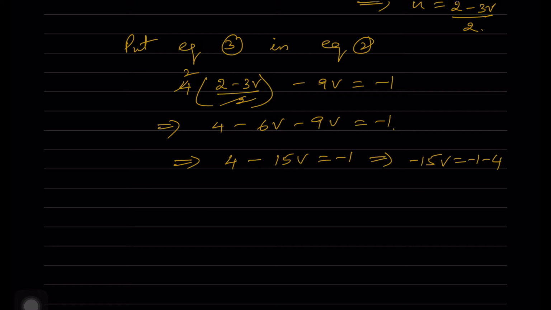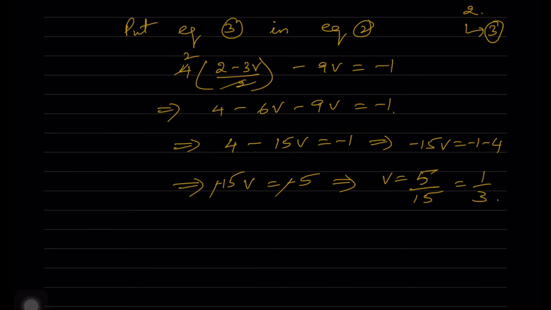So therefore you are getting 4 into (2 minus 3v) by 2 minus 9v is equal to minus 1, or 4 minus 6v minus 9v is equal to minus 1, or you are getting minus 15v is equal to minus 5, which implies that v is equal to 5 by 15, which is equal to 1 by 3.